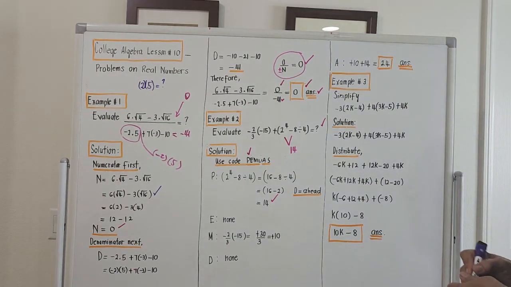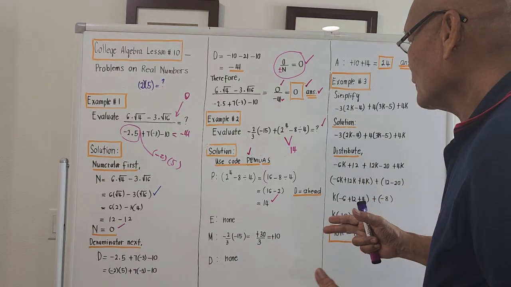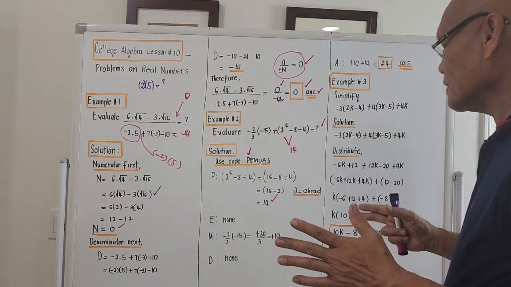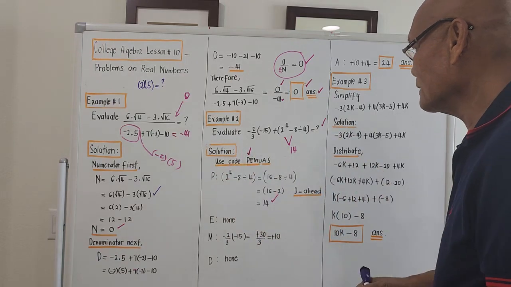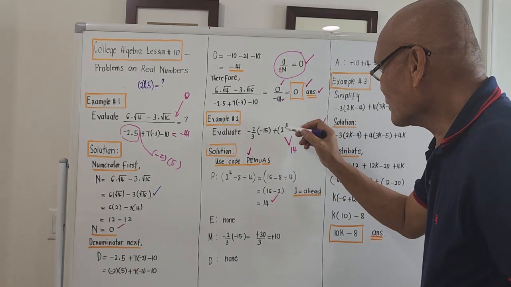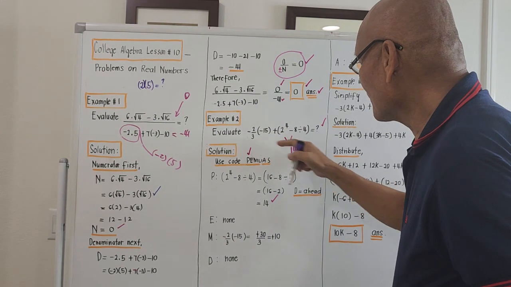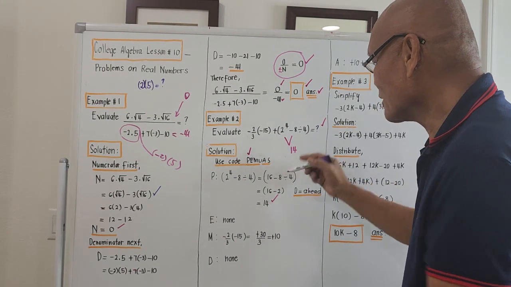So, what's next? Is there an exponent that remains inside the expression? Nothing. Because what remains is actually this one here plus 14, right? So, there's no exponent, none.